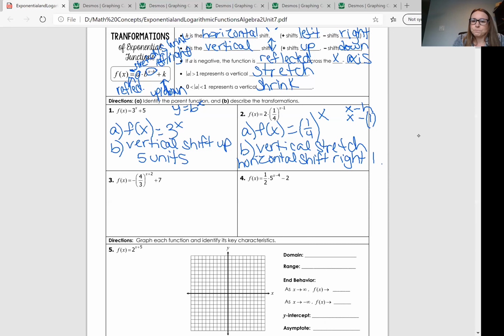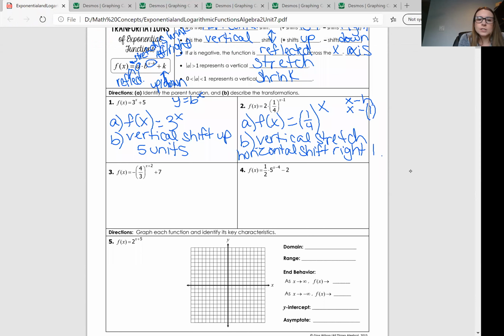All right, so moving right along. So number 3, again, your parent function. And if you want to try these on your own, pause the video, try them on your own, and then just watch as I go and see if you get them correct. That's what I would highly recommend.